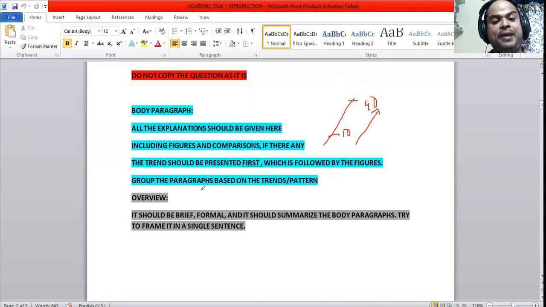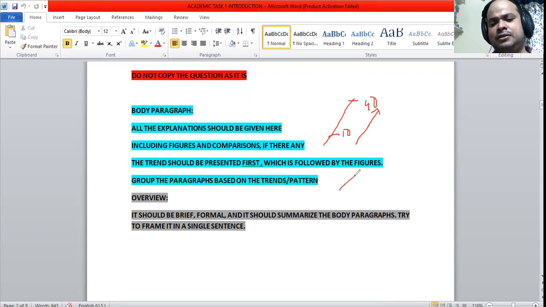And group the paragraphs based on the trends or patterns. Based on the trends, you have an increasing trend, you have a decreasing trend, you have a static trend, and you have other types of patterns there.